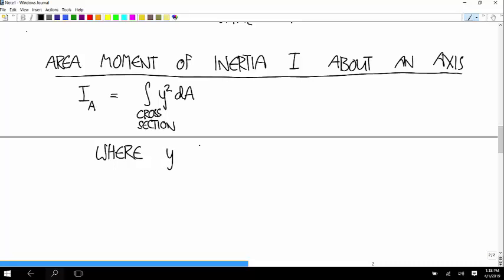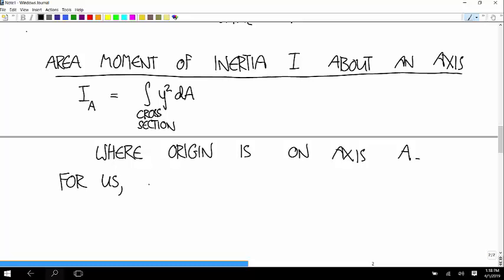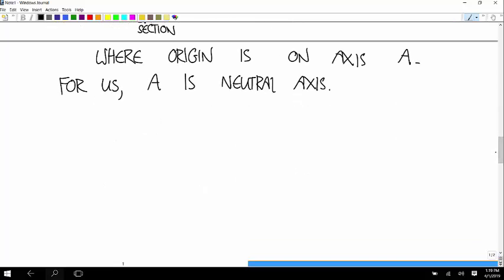where the origin is on the axis A. For us, the axis A is going to be the neutral axis. And so we'll put the origin at the center point of the cross section and use this formula. I think I did the same thing in dynamics. I'm just going to do one integral calculation, but really we're just going to use formulas.